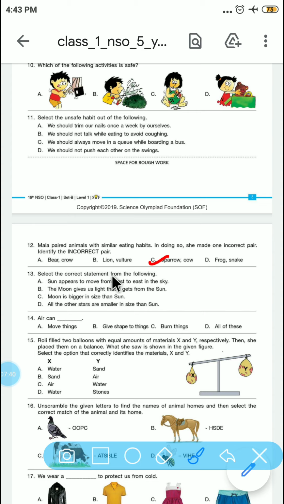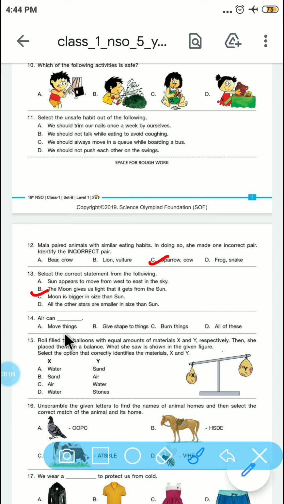Select the correct statement from the following. Sun appears to move from west to east in the sky. Is it correct, friends? No, it is not correct. Now, the moon gives us light that it gets from the sun. Yes, it is correct. So option B will be right.